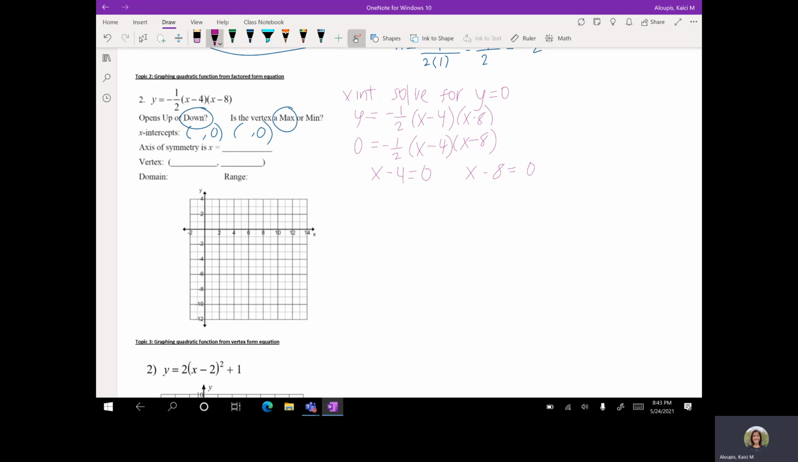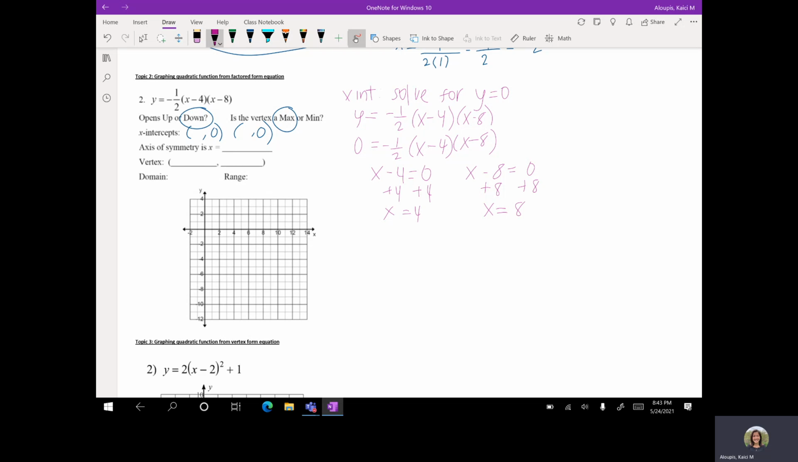And solve for x. To undo the subtraction between the x and the 4, we're going to use the opposite operation, which would be addition. We're going to add 4 to both sides and see that x equals 4. On this side, we're going to add 8 to both sides to cancel out that 8 on the left and get x alone. Isolate our variable x to see that x is equal to 8.